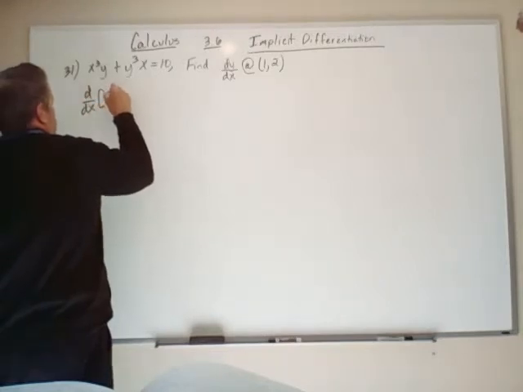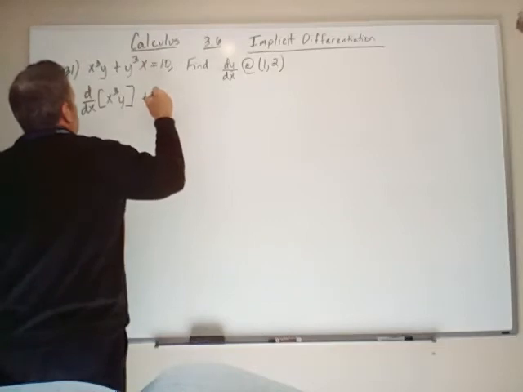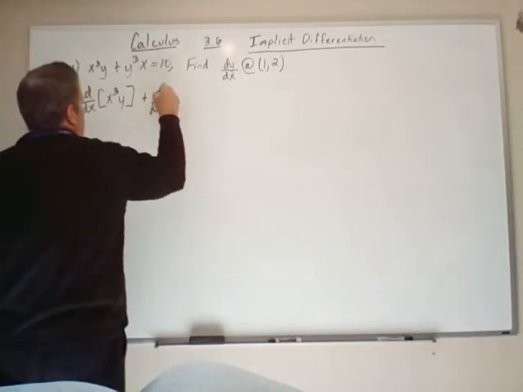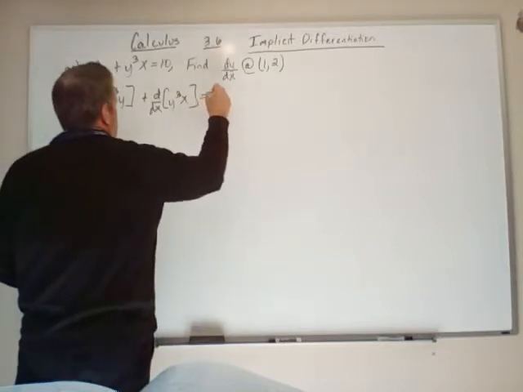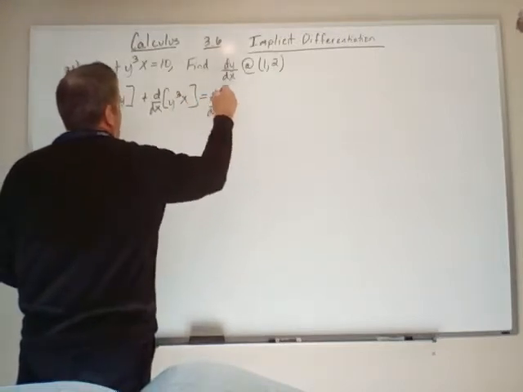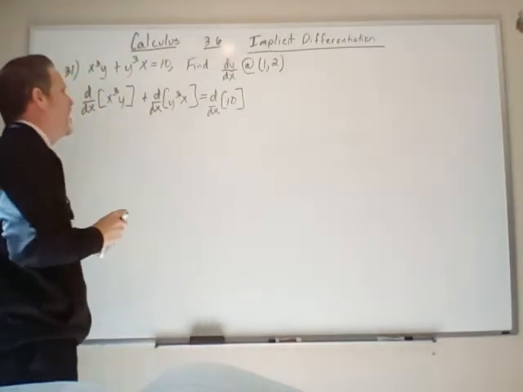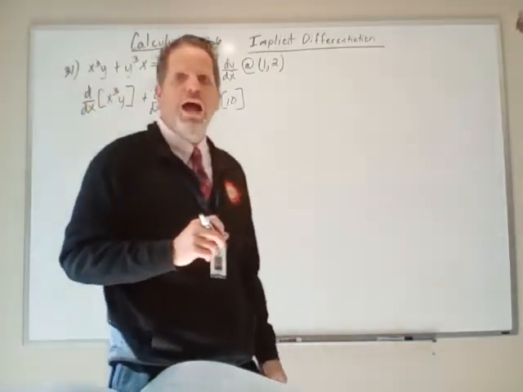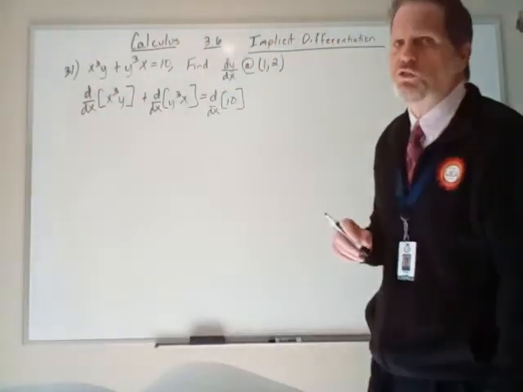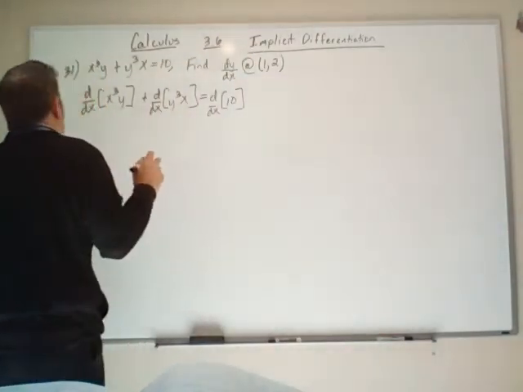Okay, so that means we're going to need implicit differentiation to find our derivatives here. We take the derivative with respect to x of x cubed y plus the derivative with respect to x of y cubed x, and that has to equal the derivative with respect to x of 10. Both derivatives on the left side require the product rule, 1d2 plus 2d1. So we're going to do that step in our head.